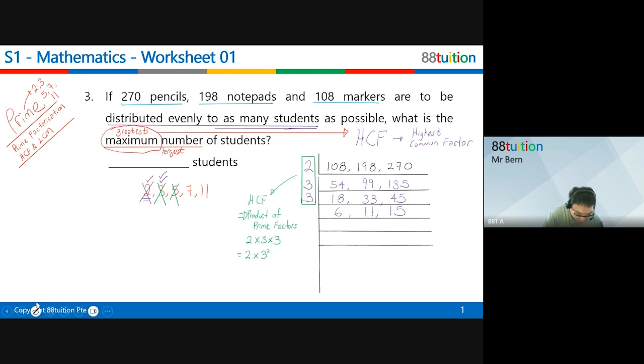Can you see not? 3 squared actually means what? There are 2 3s, so you can write it as 3 squared. Right, this format is also called index notation. Right, so children, you must understand the math term that we speak about every time.